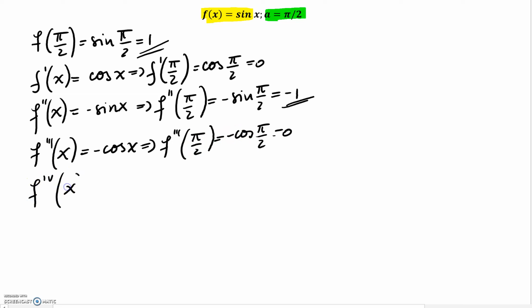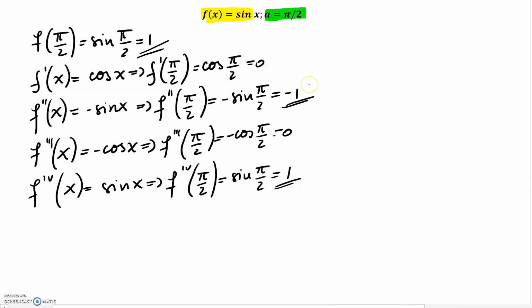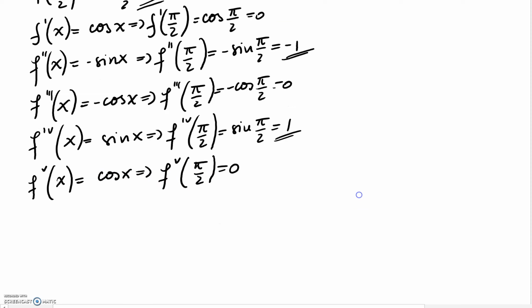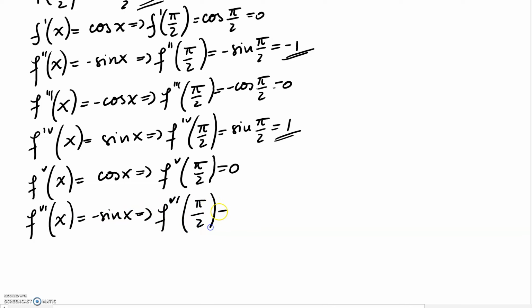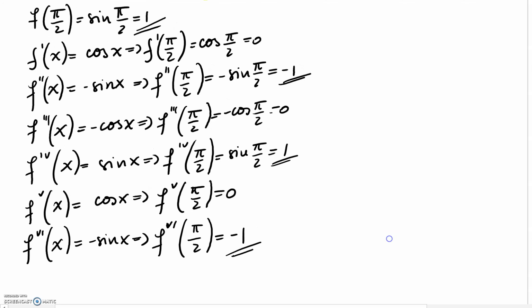The fourth derivative of f equals sine of x, and so the fourth derivative at pi over 2 is equal to sine of pi over 2, which is equal to 1. So I actually have 3 terms. So I have to do more derivatives. The fifth derivative is cosine of x, this is going to produce again a 0. And the sixth derivative is negative sine of x. And so the sixth derivative of f at pi over 2 is negative 1. So I actually have 4 terms.